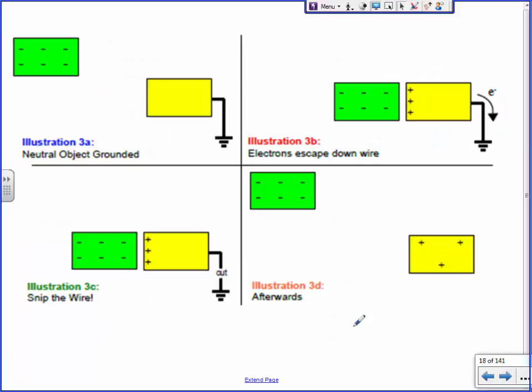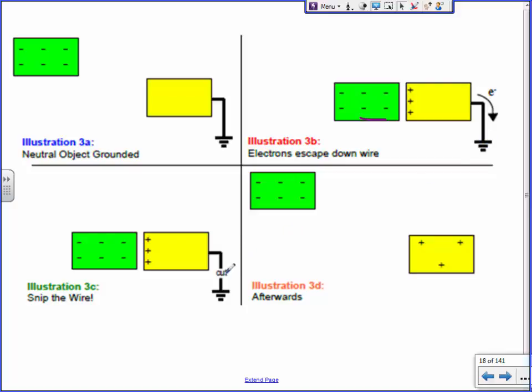Here's another illustration I found. You have a negatively charged object, you have a neutral grounded object. Here we're doing the opposite. As I bring the negatively charged object nearby, I'm going to induce a dipole. We're not actually touching these objects, but I'm going to bring the negative right by here, which will cause this side to be positive, and all the electrons are going to go down the wire through into the ground, the grounded wire. They're going away.